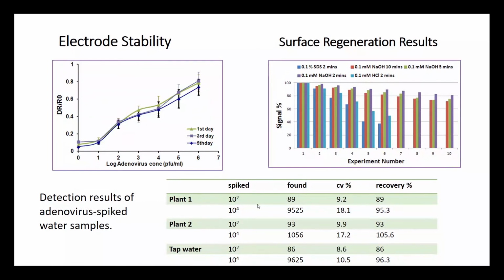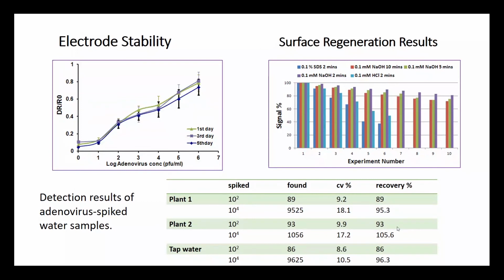So at the end, we tested real water samples. Plant 1 and plant 2 are real wastewater coming from wastewater plants. And this is the tap water. Because this wastewater doesn't have any adenovirus contamination, we spiked adenovirus into it. We added this much adenovirus, and we tried to make a back calculation, back detection. And this is our recovery. So you can see that we have about 20 to 25% false result, which is also quite acceptable.